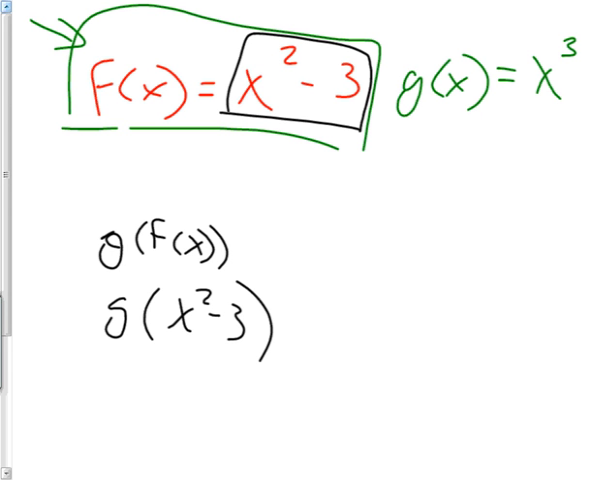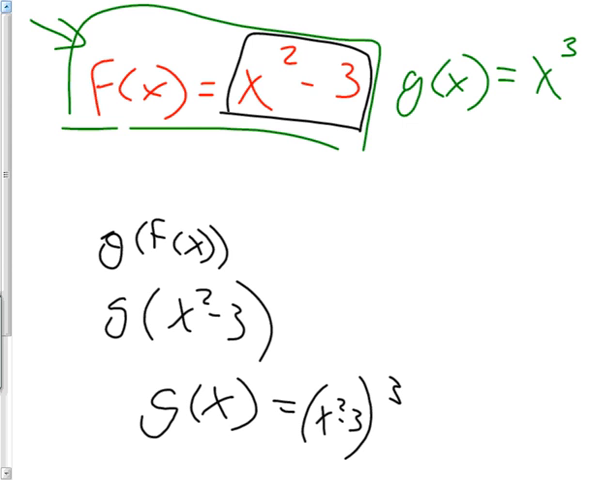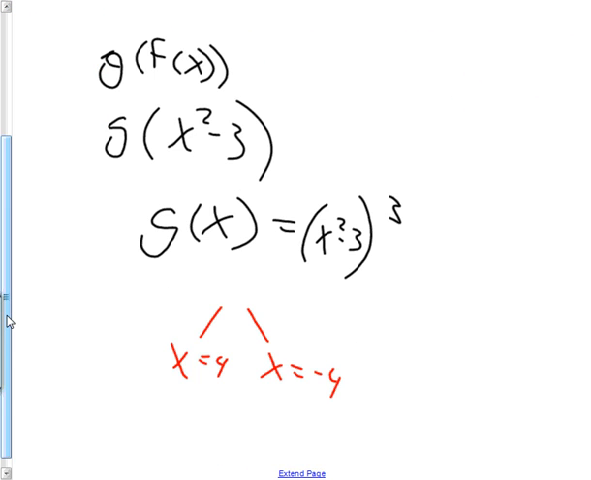Now I start with the g function. I go to the g function and say, what am I going to put in there? G of x is empty space cubed. And what do I drop in there? X squared minus 3 cubed. Now that is a tough one.